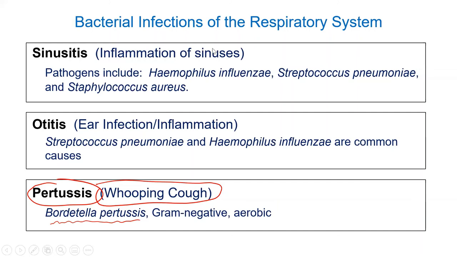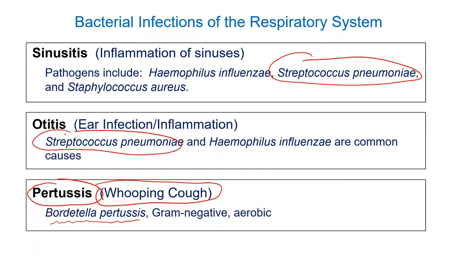You can see the other infections I have listed here are basically named after the body system. Sinusitis is inflammation of the sinuses. Otitis is inflammation of the ears. They're worth mentioning because we've got these same organisms popping up again and again. We've got streptococcus, a different streptococcus than we were just talking about, Streptococcus pneumonia. We've got staphylococcus there as well.